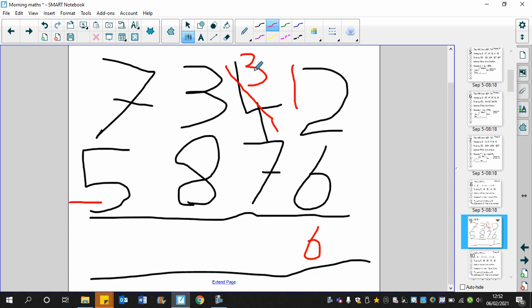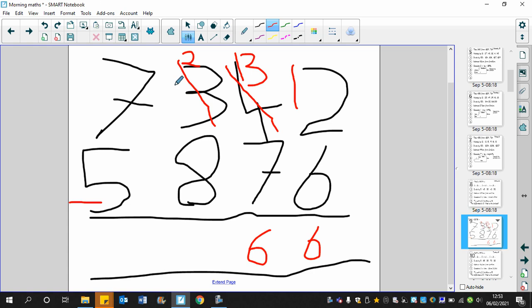Into the tens column, 3 take away 7 we cannot do, so we go to the next column and we exchange one of these. If we take one of these away, we are left with just 2, and if we add 10 of these to this, there's a 1 there in front of the 3, so therefore 13. 13 take away 7 is 6.